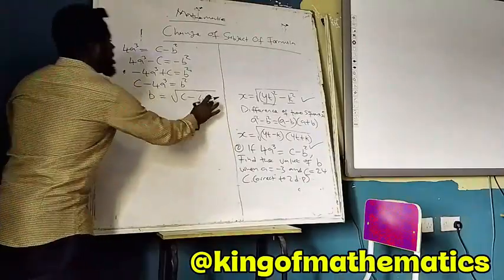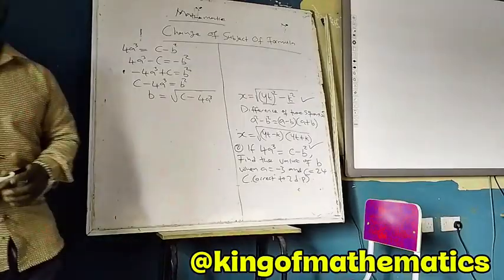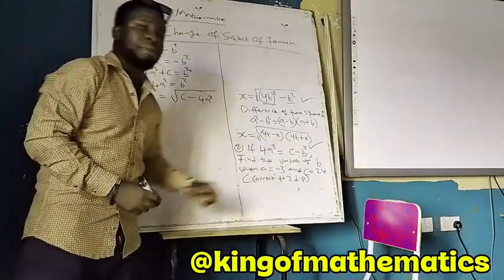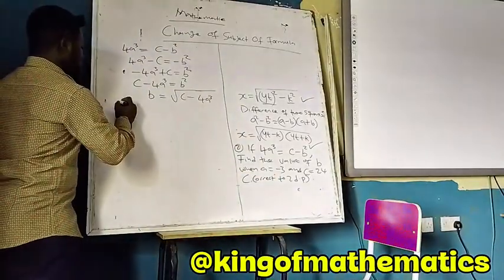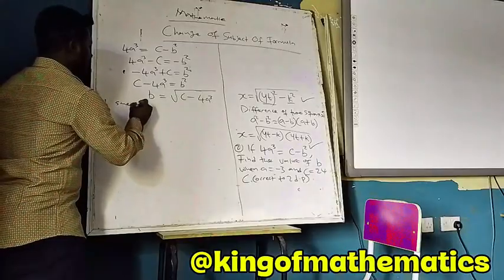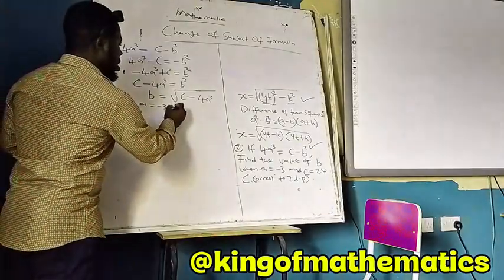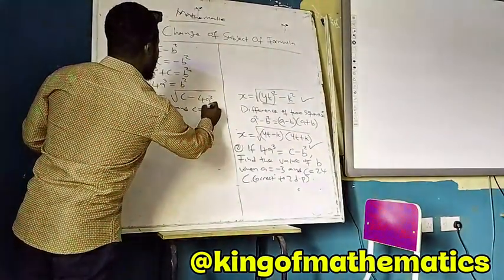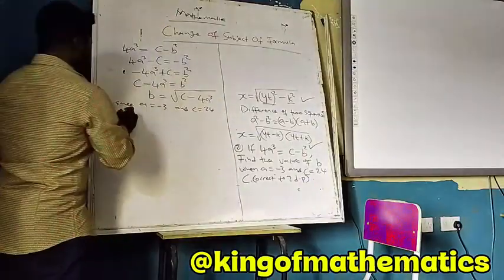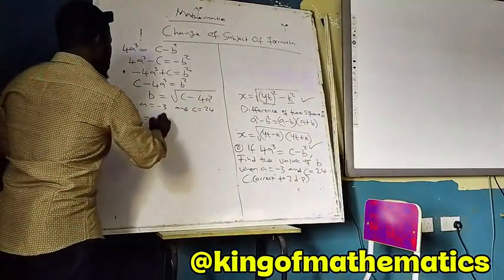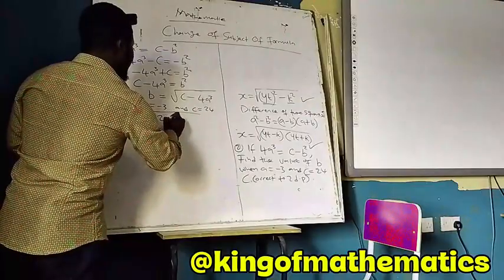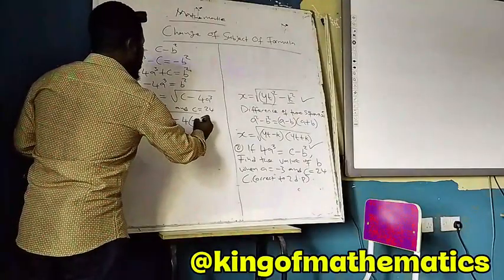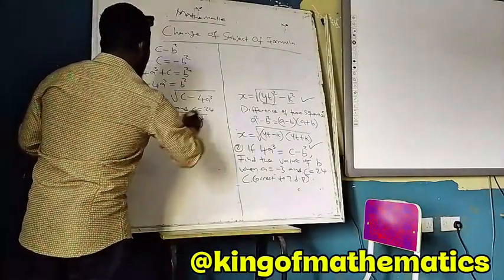Once you first get this one, there's a particular mark that we have awarded to you. Then you now go into substitution. Since a equals minus 3 and c equals 24, therefore b will be equal to the square root of 24 minus 4 into bracket minus 3 all cubed.